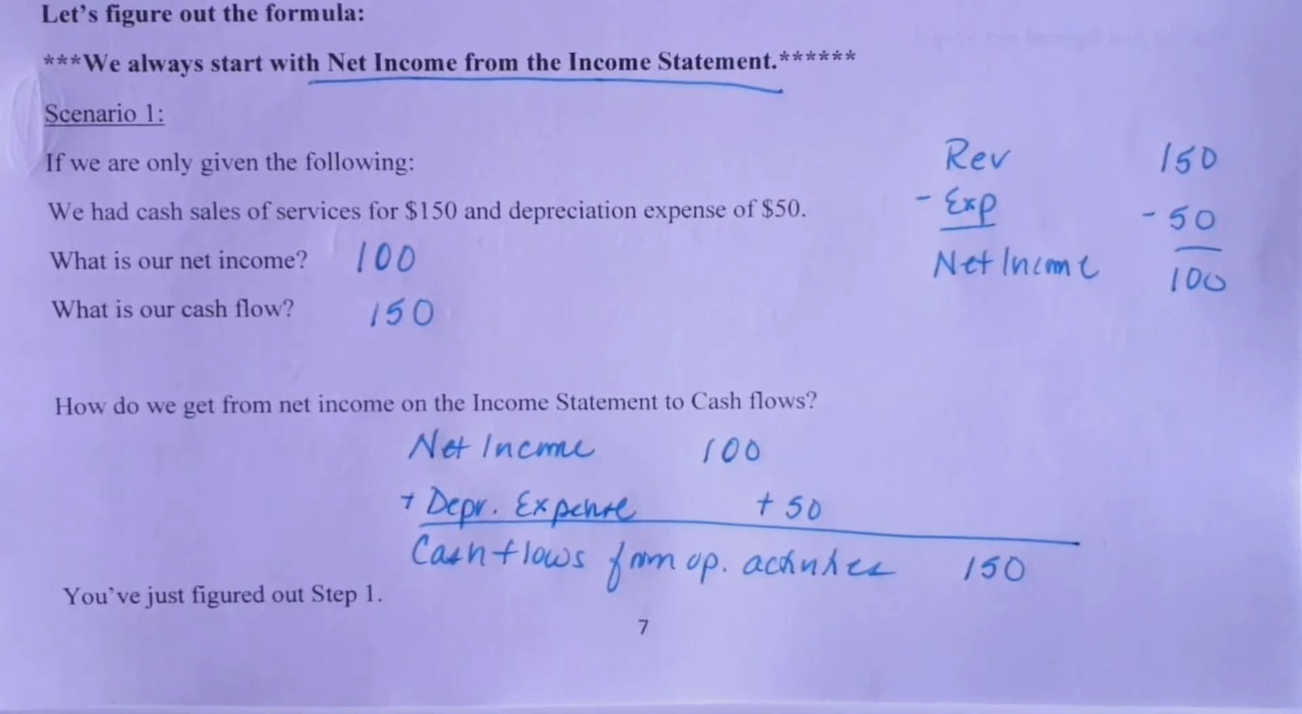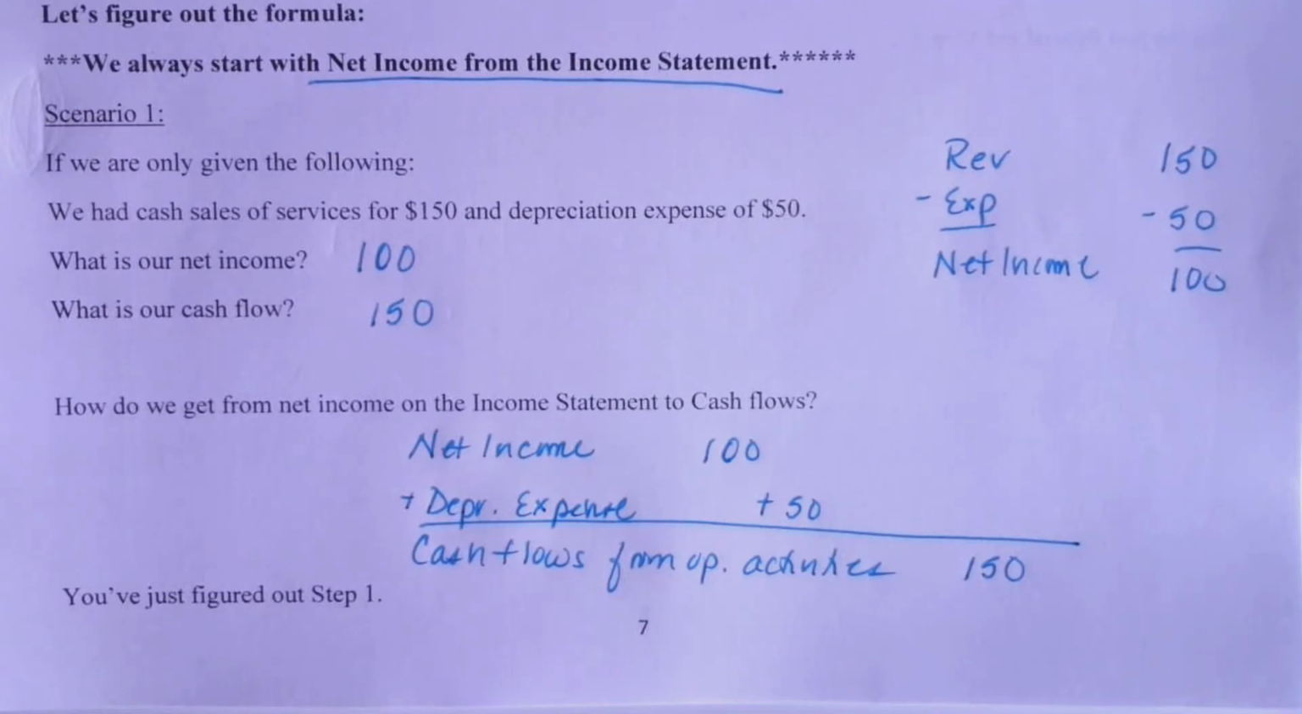Because when we calculated net income, we took out depreciation expense, but it's a non-cash expense, so we have to add it back to figure out our actual cash flows. That makes sense? So the very first step that we always do is add back depreciation expense.